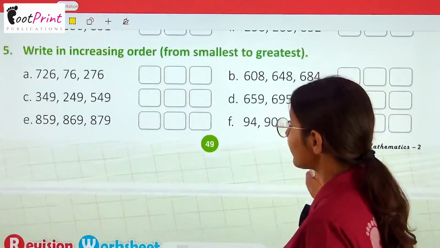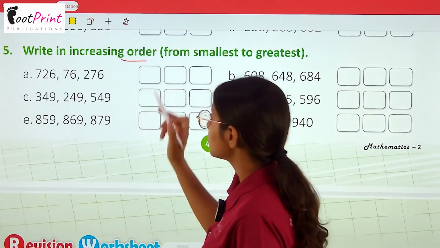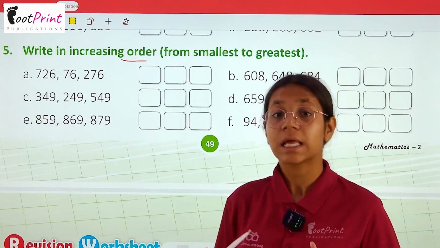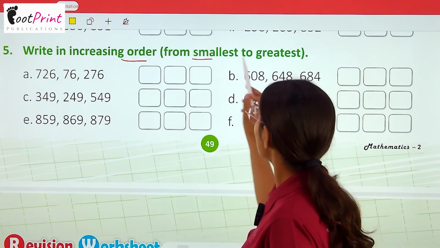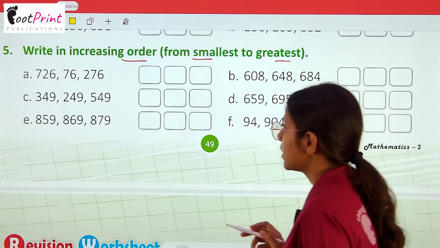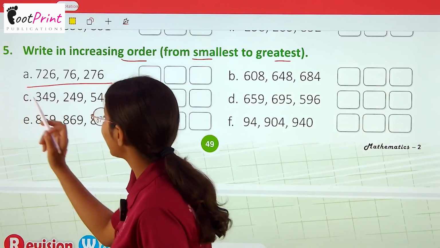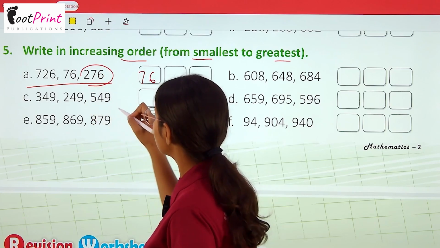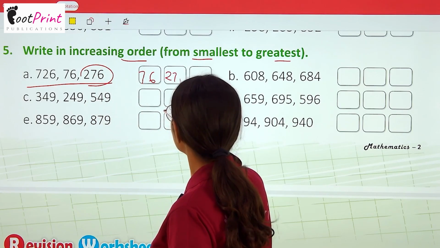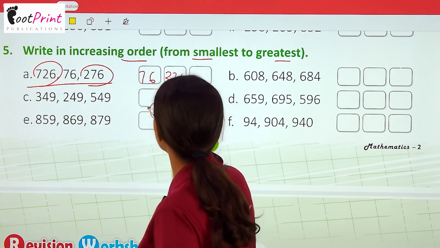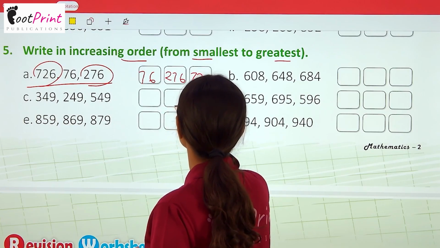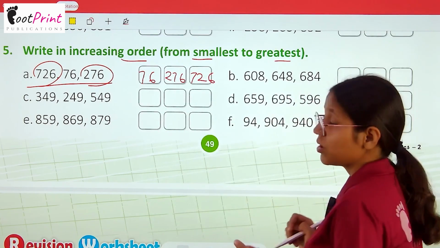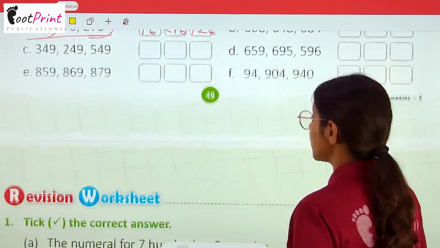The question number 5, write in increasing order. So we have to write in ascending order or increasing order from smallest to greatest. So firstly we will find the smallest number, which is 76. Then another one is 276, and the last one, which is the largest, is 726. In a similar manner, you have to do the rest of the questions on your own.